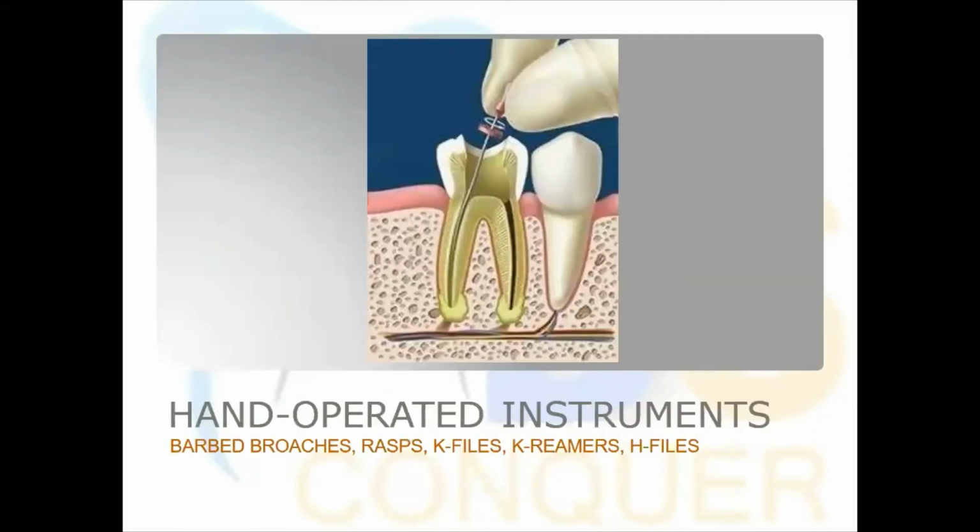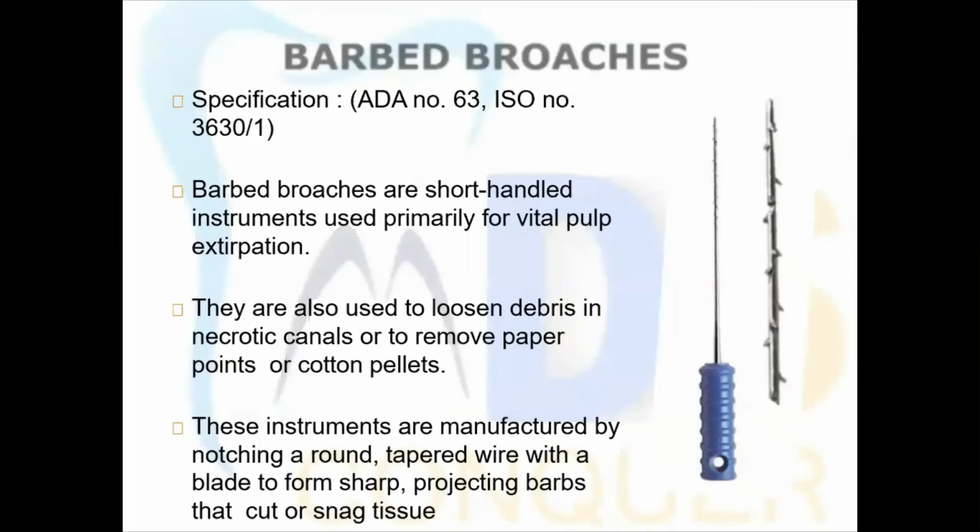And next, let's get into the details of the hand operated instruments. The first one is barbed broaches, with the ADA specification number of 63. These were the earlier endodontic instruments, primarily used for extirpation of the pulp. We can see on the surface of the barbed broaches there are projections of barbs that help in cutting or snagging the tissue, or even in removing paper points or cotton pellets that get stuck inside the root canal.